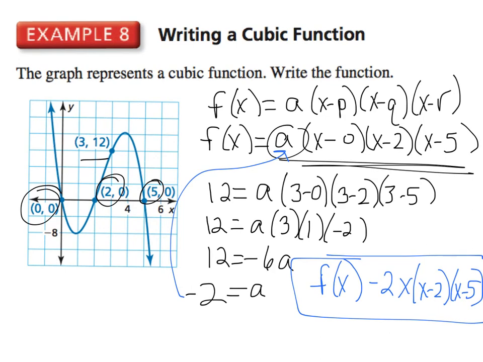If you went one step further and multiplied this all out and wrote it in standard form, you would get negative 2x to the third plus 14x squared minus 20x.